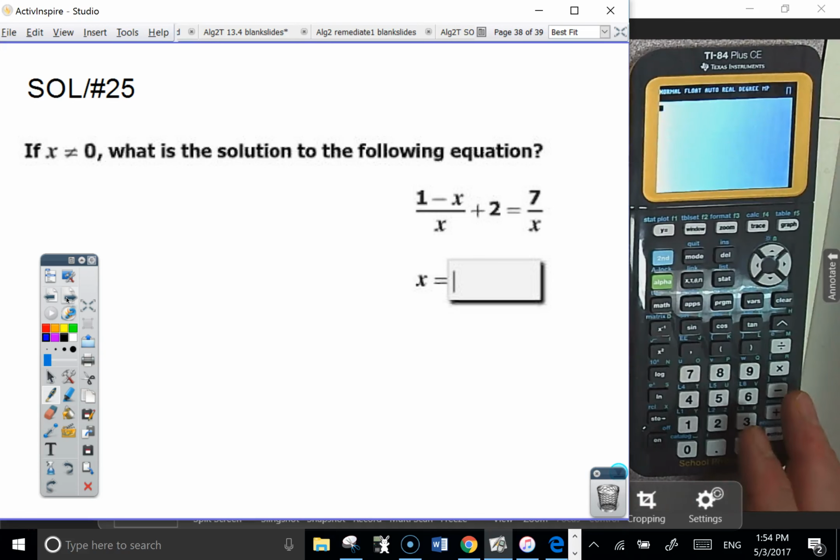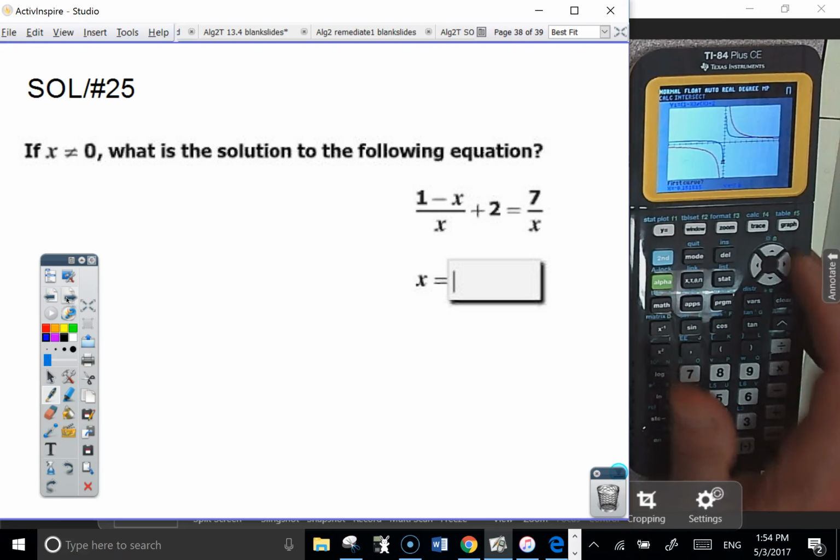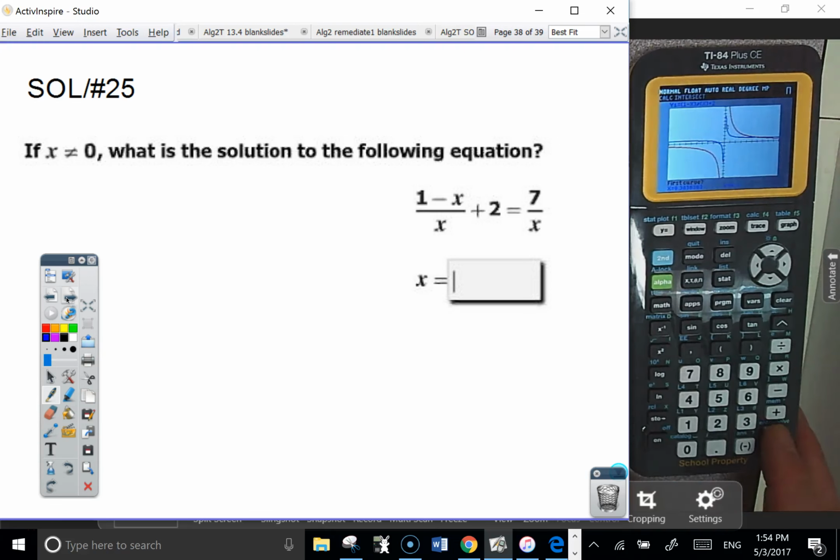So I quit. Now if I do the same thing again, second trace 5, and now I'll right arrow to get me over onto the other side. Okay, now it's on the other side. Enter, enter, enter. And it jumps to the 6. So there's your 6. Okay, so that is, to me, just a great method. I mean, it'll solve any equation for you, just as long as you know how to do these steps.